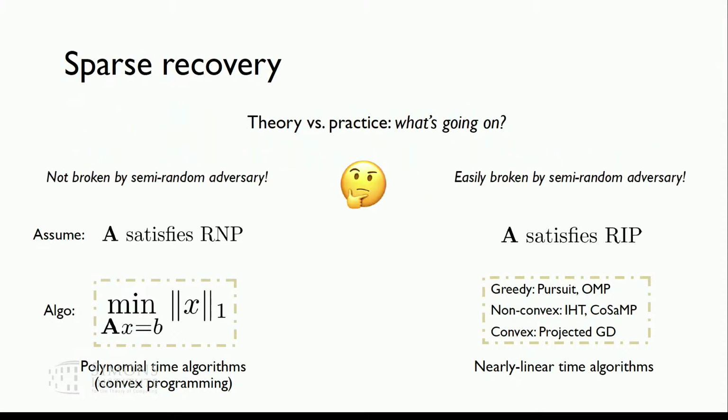Our investigation of this problem started by noticing that these convex programming-based polynomial time algorithms are very robust under a natural semi-random adversary we introduce. Even if you perturb the instance by the semi-random adversary, which I'll define momentarily, the algorithms continue to work just fine. However, in the near linear time setting, this RIP assumption and a variety of structural assumptions used by these fast algorithms are immediately broken by the adversary we introduce.